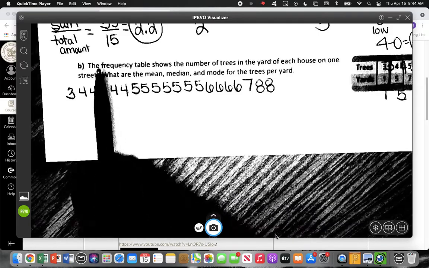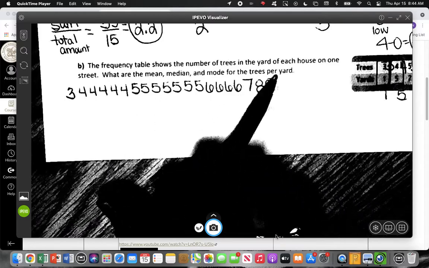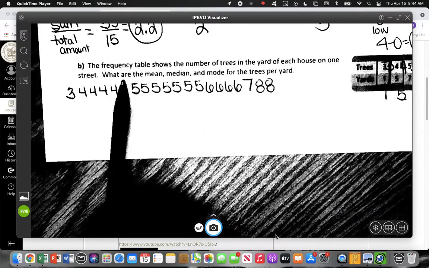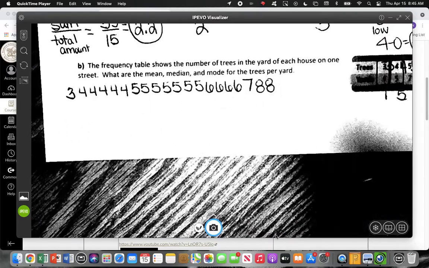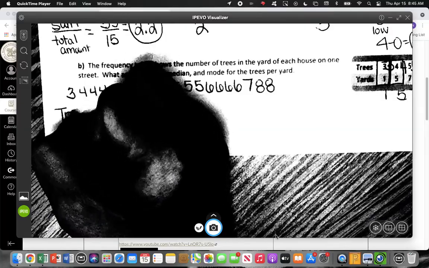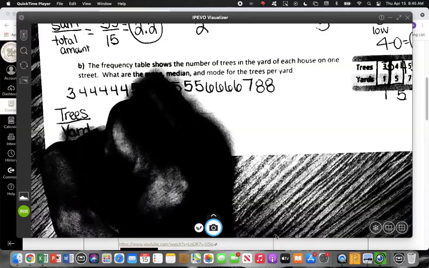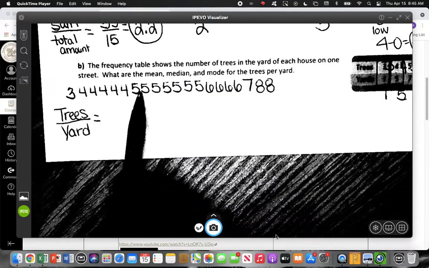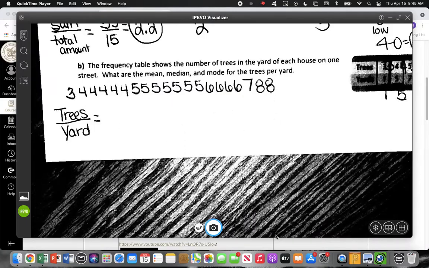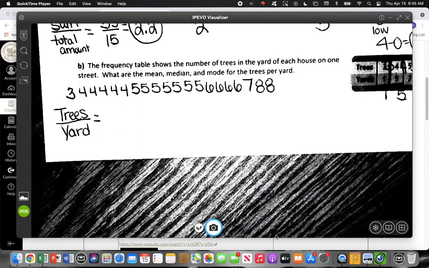So the first thing we want to know is the average trees per yard. These numbers here tell us how many trees there are. So the first thing we need to do is add up the total number of trees, and then we're going to find out the average of trees per yard. So let's add all of these up. 3 plus 4 plus 4 plus 4 plus 4. Add all your 5s, add all of your 6s.